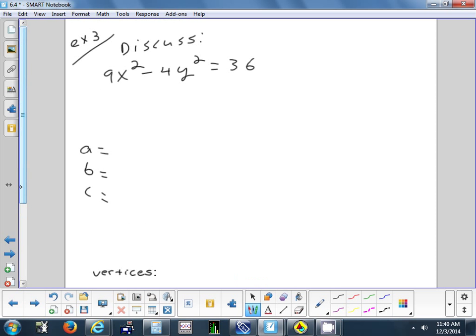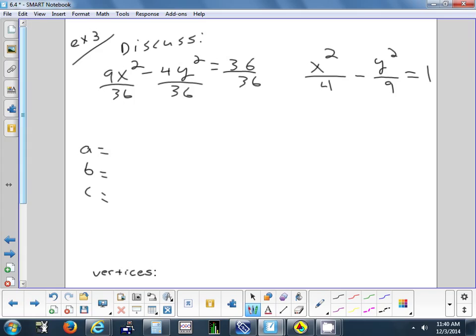Okay, let's do some of this one because then I want to move on to the type where the branches are up and down. What are you going to do first here? Divide everything by 36. Okay, so that's going to leave me x squared. What will I have in the denominator for x? 4, minus y squared. What's going to be in the denominator for y? 9, equals 1. Now it's just like the other problem we did.